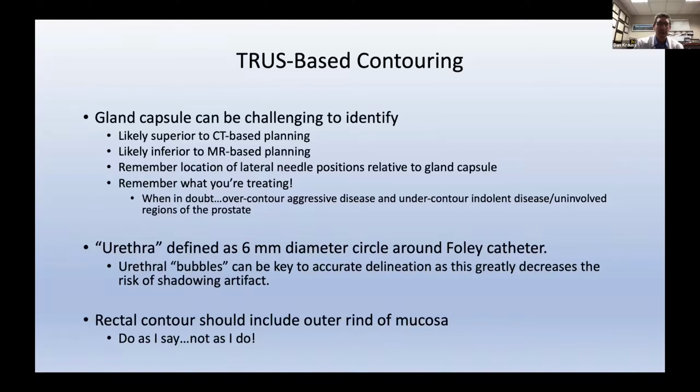We define our urethra at Beaumont as a 6 millimeter diameter circle around the catheter, or that bubble mixture that you'll see. I'll show that to you in a moment.